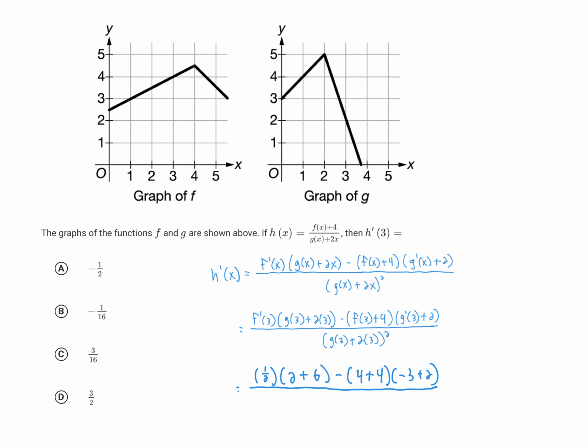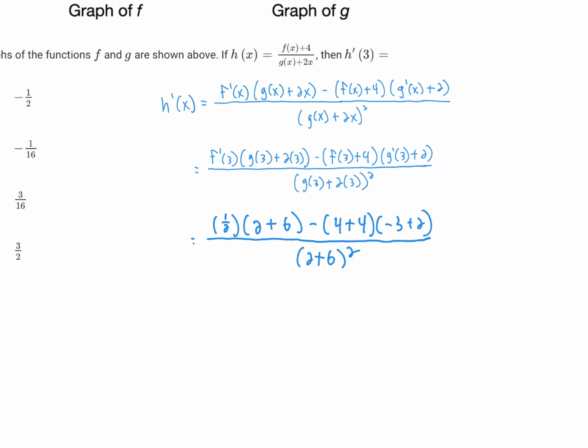Okay, and then notice every time you do quotient rule, this is g of x, or this is the original denominator, and this is the denominator squared. So whatever this is, you just square it in the bottom. Alright, and then now we just simplify this.